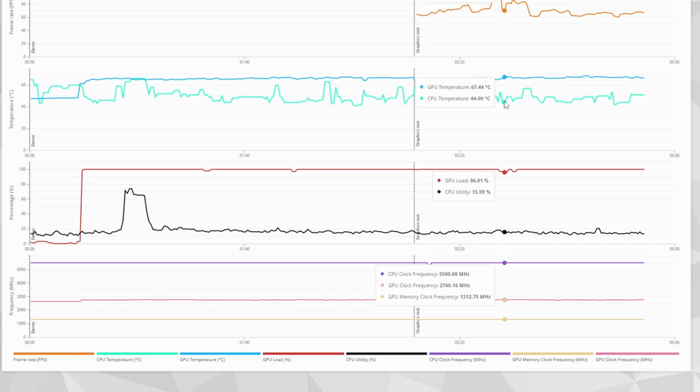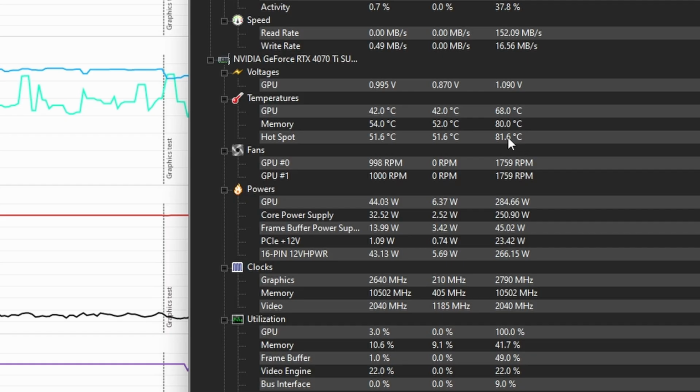And I found that it was usually getting around 60 degrees on the GPU, and that was the same while gaming. You'll notice that the hardware monitor stats show a max of 80 on the memory, 81 on the hotspot, and 68 on the graphics card, which isn't too bad in this format.